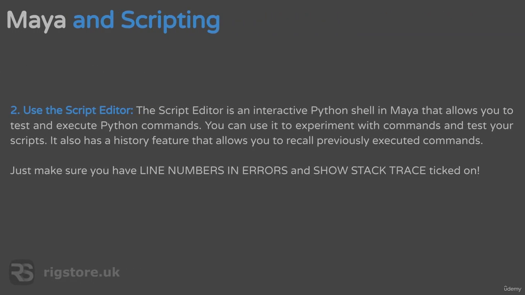Number two, use the script editor. The script editor is an interactive Python shell in Maya that allows you to test and execute Python commands. You can use it to experiment with Python commands and test your scripts. It also has a history feature that allows you to recall previously executed commands. Just make sure that you have line numbers and errors and show stack trace ticked on.